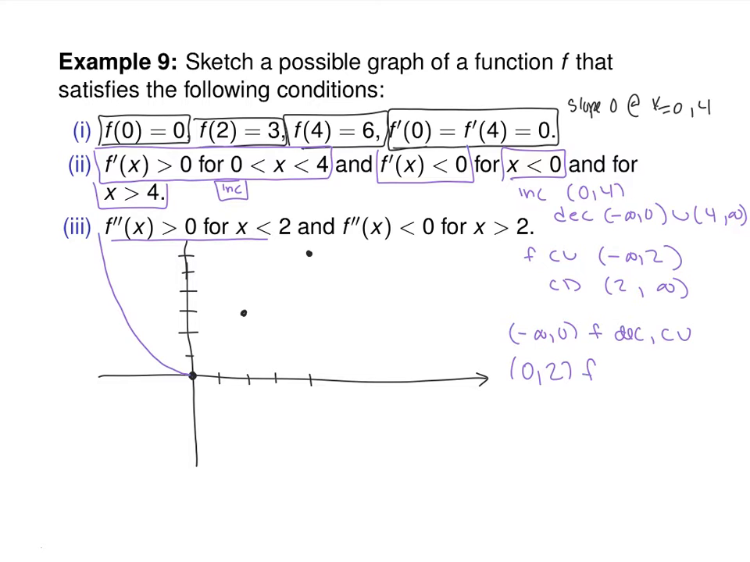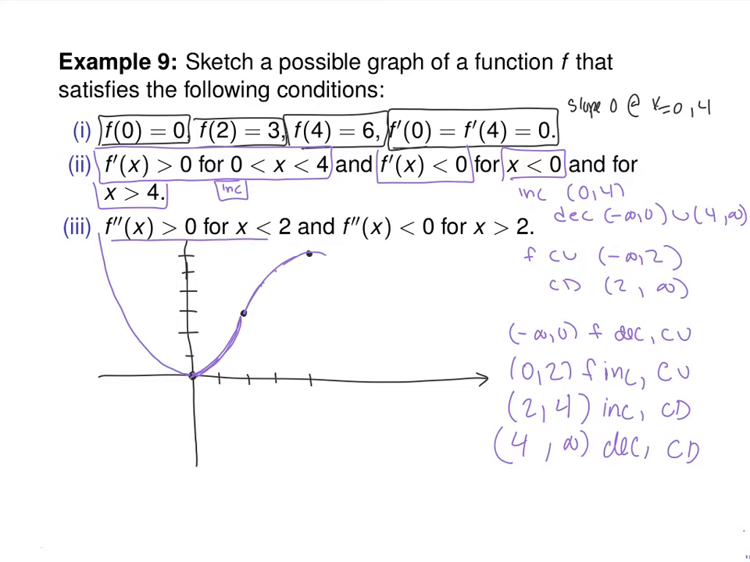What about 0 to 2? Increase or decrease? Increase, and are you concave up or concave down? Concave up still. And then how about from 2 to 4? Increasing, concave down. And how about 4 to infinity? Decreasing, concave down. Forever and ever.